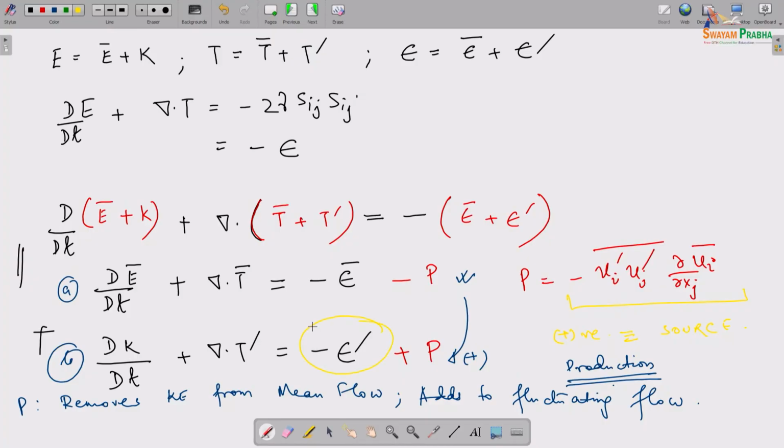So this equation here, the B part. As we said here, this one is the dissipation of the fluctuating part of the turbulent K, or is it simply the dissipation, if I look at this term here?